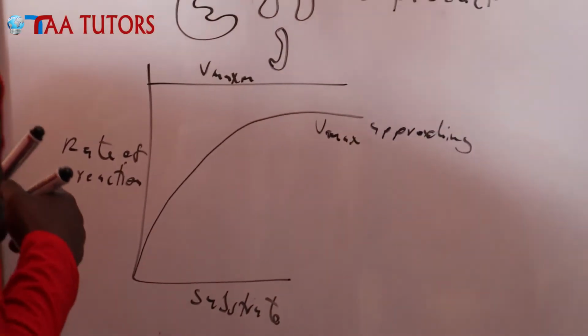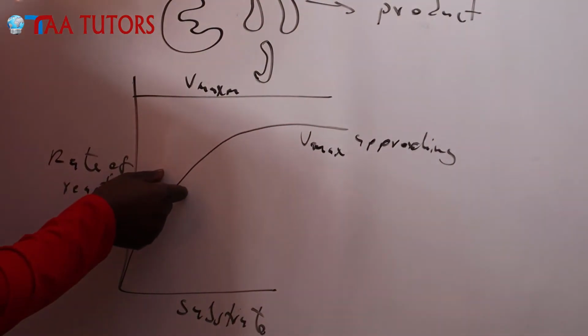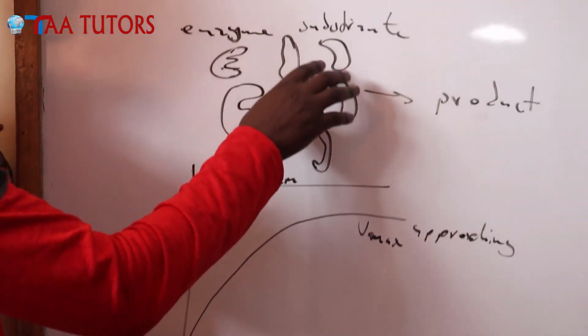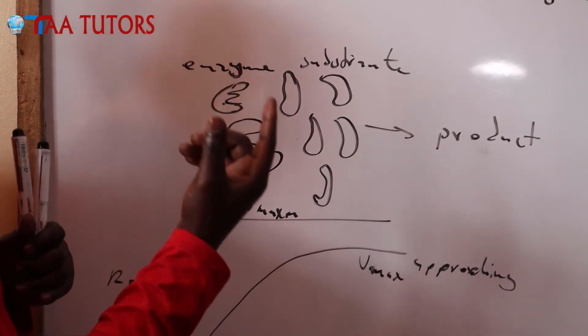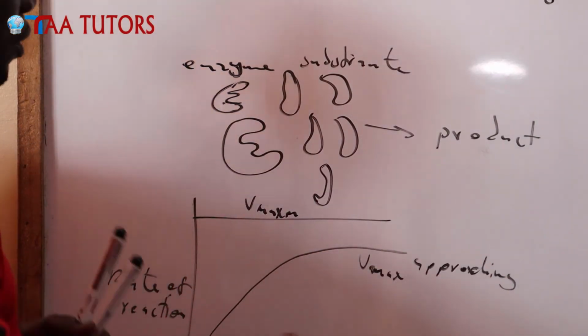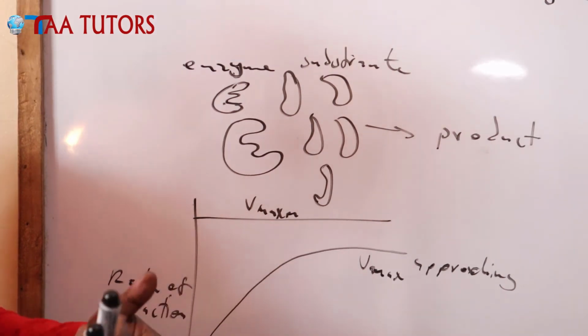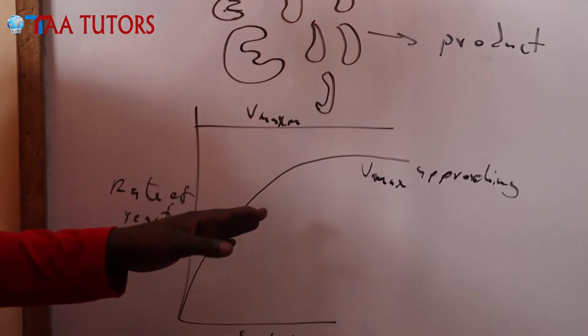Why does it behave like this? This shows that at this particular point, I have got free enzyme which will be fixing themselves with the substrate to give me the product. So again, I am referring to the active sites being involved in the reaction. Much of them are involved in reaction, and some of them are still free to continue with the reaction. So the reaction is becoming faster.